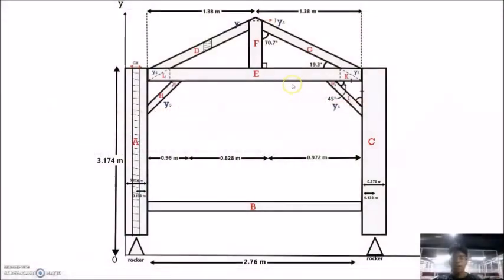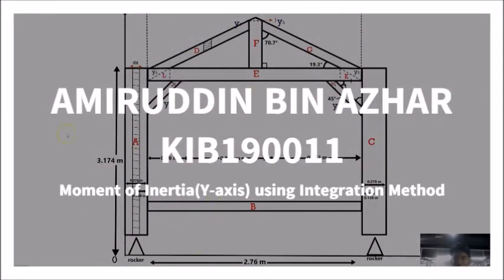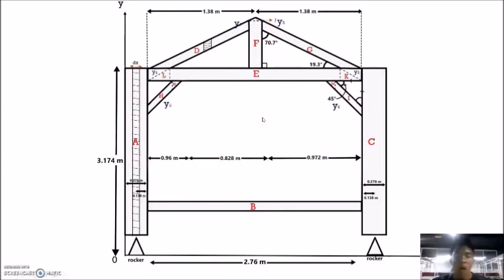Alright, as we can see here, I've divided it into several parts to make it easier for me to calculate the moment of inertia. I've divided it into parts A, B, C, D, all the way to part N, and also made several equations to help me with calculating the moment of inertia, such as y1, y2, y3, y4, y5 and y6.